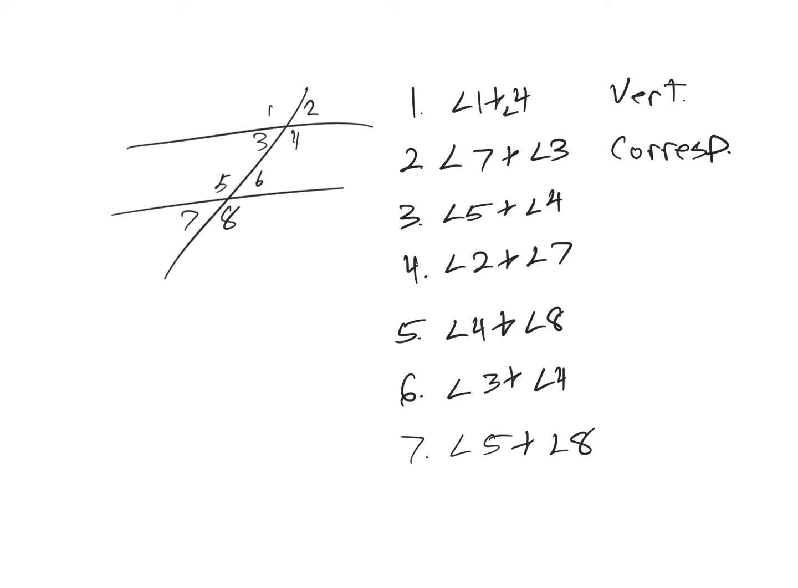Number 3, angle 5 and angle 4, they're on alternate sides of the transversal. So automatically, it's either alternate interior or alternate exterior. And they're both on the inside. Good.